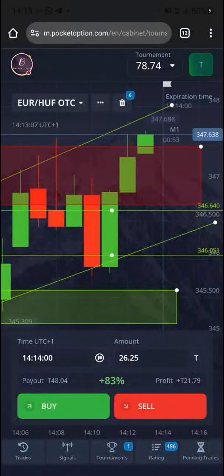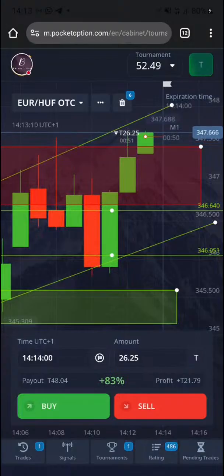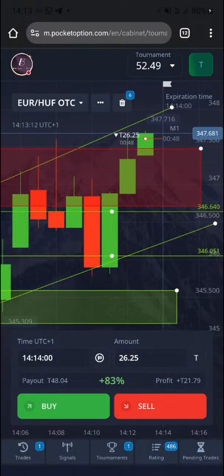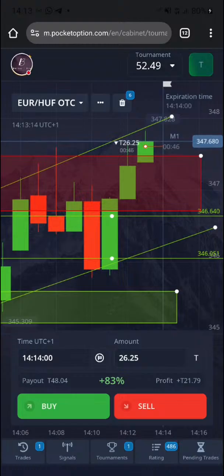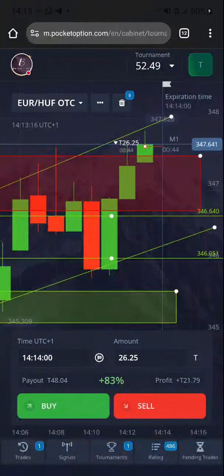Now we have a gap up. I'll take one here. Then if it goes above that round number, I'll take another one. I'm expecting that red candle though.